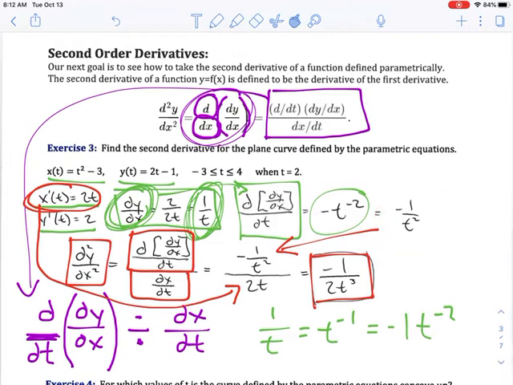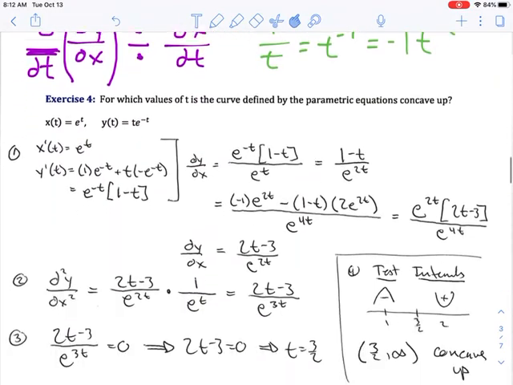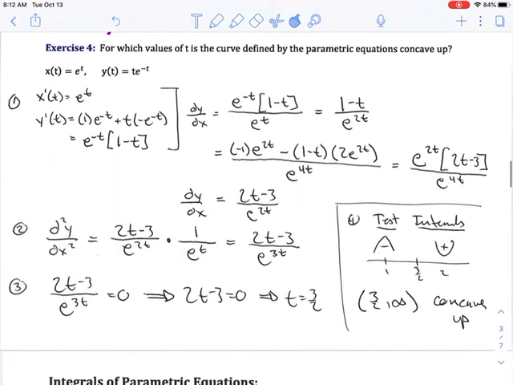In this next example, in my notes I've changed that, but there's a little omission in here, which I will point out as I'm doing this. We want to find the values of t where the parametric curve is concave up.